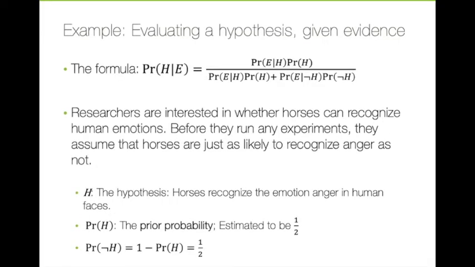Let's look at an example that uses this evidential interpretation and the expanded version of Bayes' theorem. The example we're going to look at is based on an actual study, one where horses were shown pictures of human faces and seemed to distinguish between happy faces and angry ones. All the numbers in this example are made up, but the point is that they give you a sense of how Bayes' theorem can help us evaluate a hypothesis like horses recognize human emotions, and how plausible, how probable that hypothesis is given that some evidence is observed.